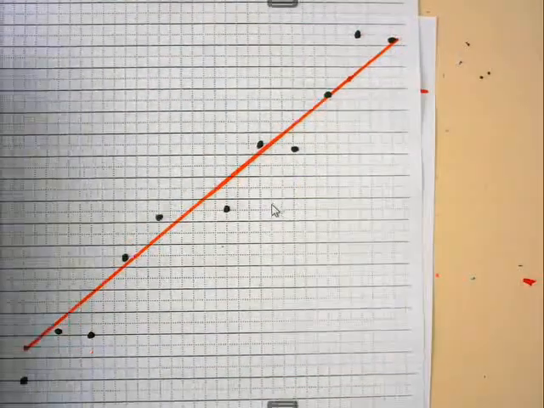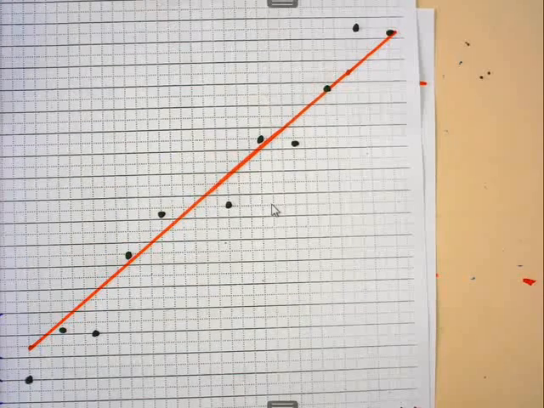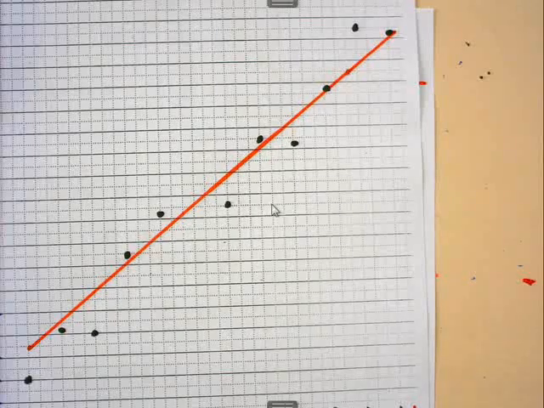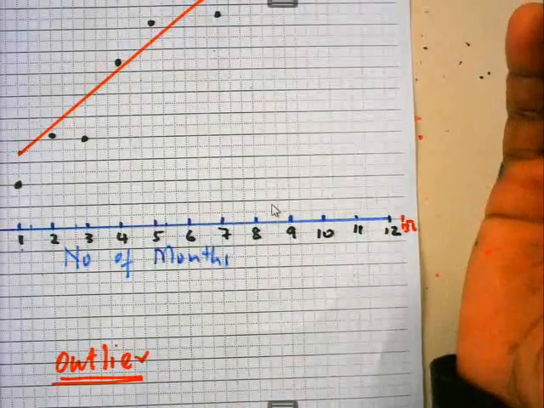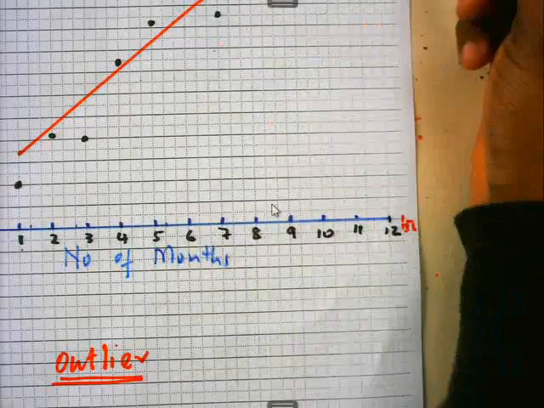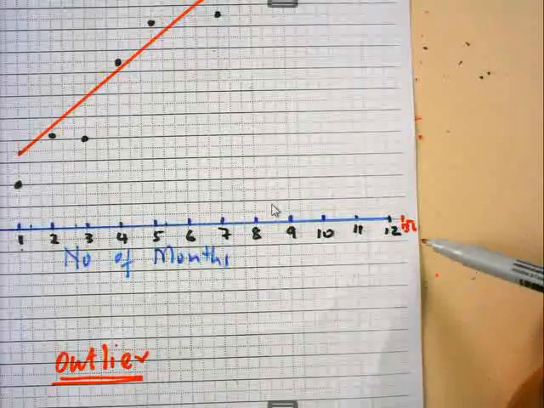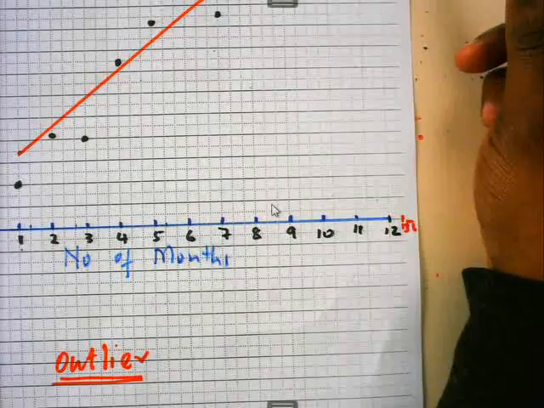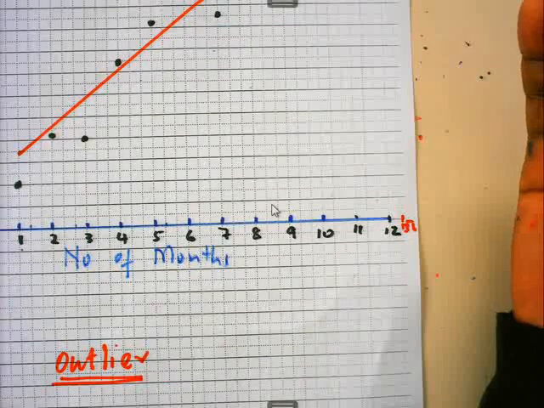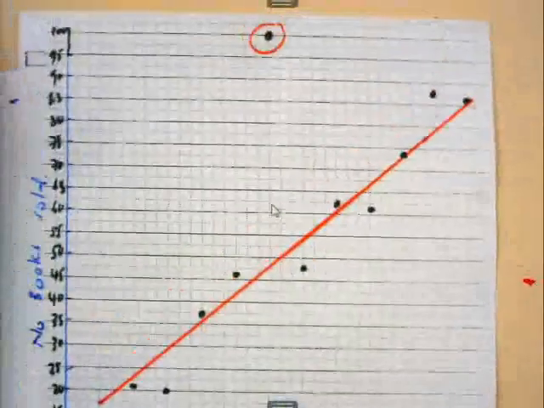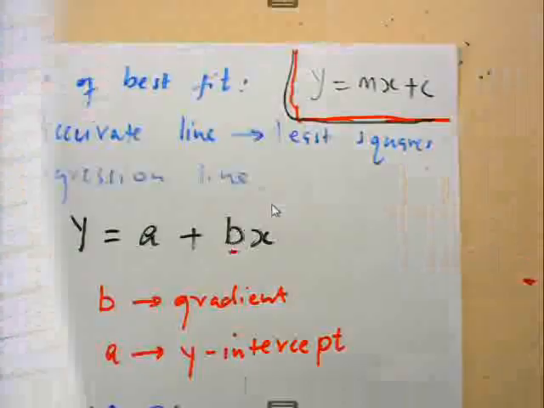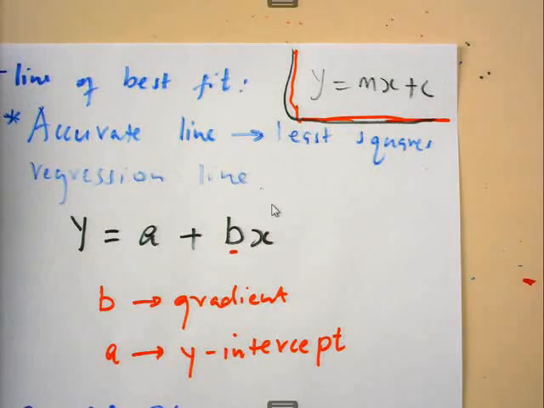But now, what will happen on the 13th month, the 14th month? The 13th month, how many books can be sold? We don't know, but we can use the line to predict that information. The 14th month, how many books will be sold? We don't have that information, but still we can use the line to predict how many books will be sold on the 14th month. Let's just quickly do that.